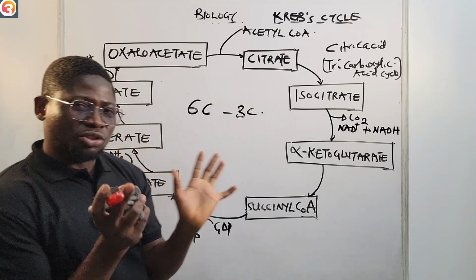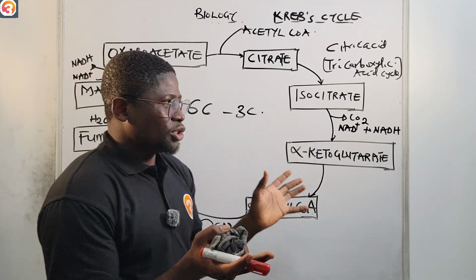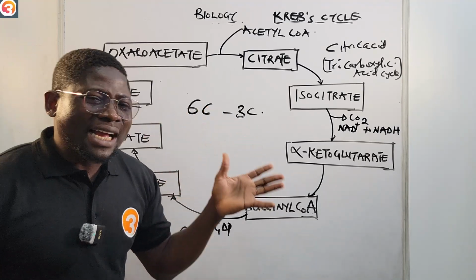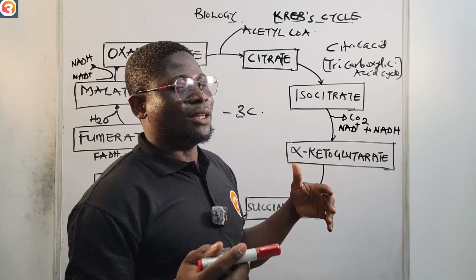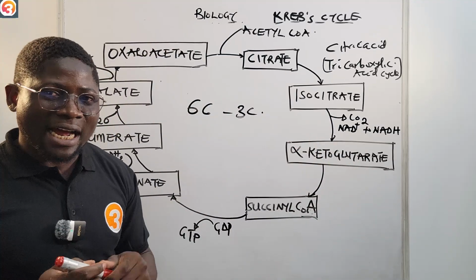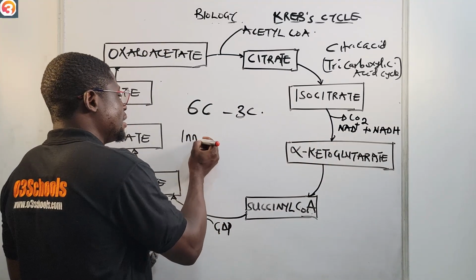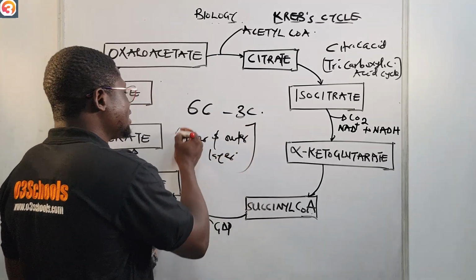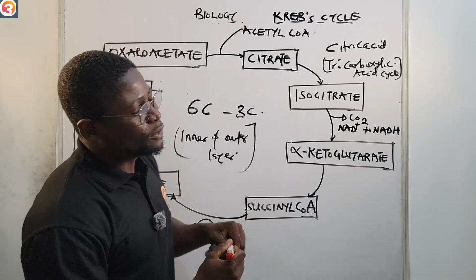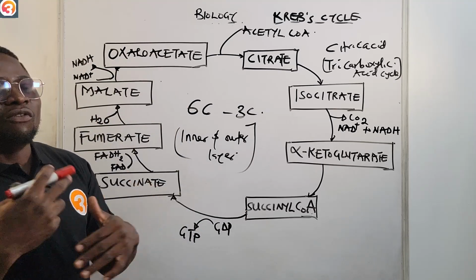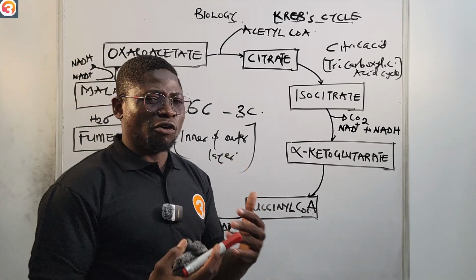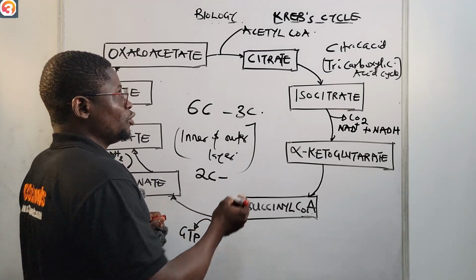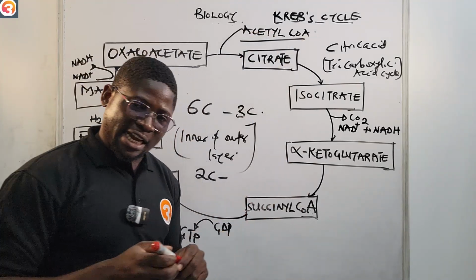Now this pyruvic acid wants to enter into the mitochondria, the powerhouse of the cell, so that it can enter into the Krebs cycle. But the pyruvic acid cannot just enter the mitochondria, because the mitochondria has an inner and outer membrane. So it cannot just enter like that. It has to be converted, transformed into a 2 carbon molecule called acetyl coenzyme A.